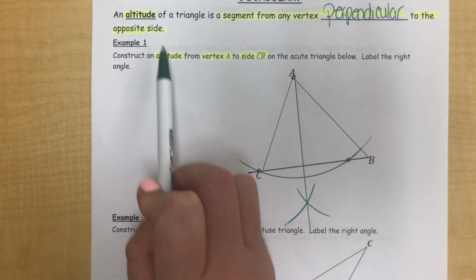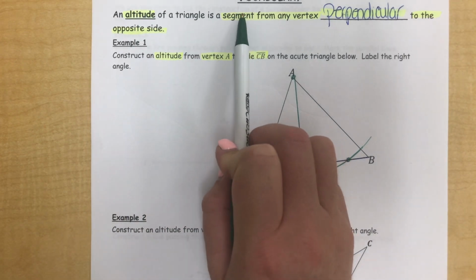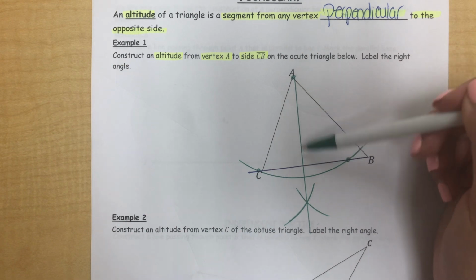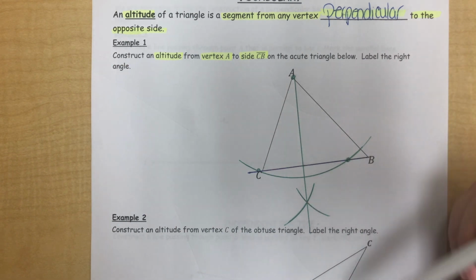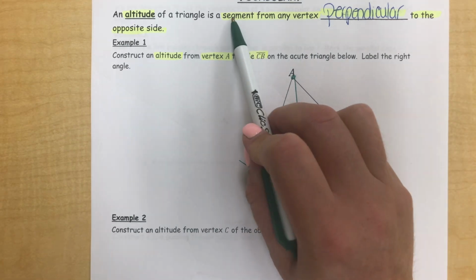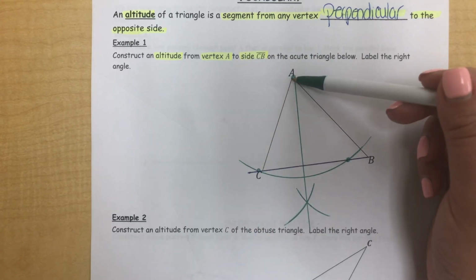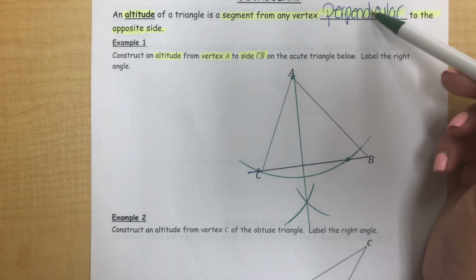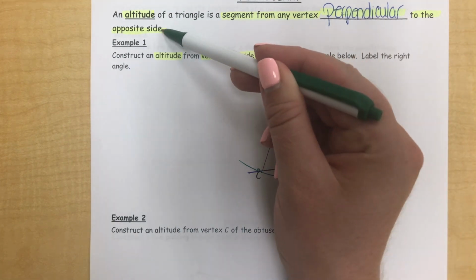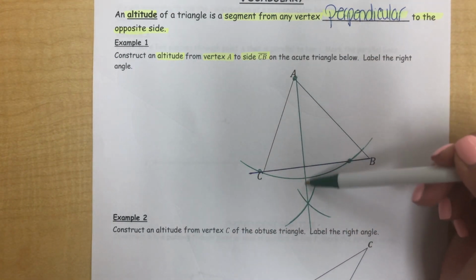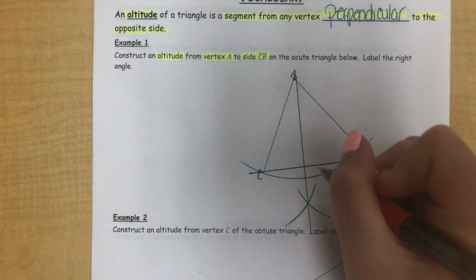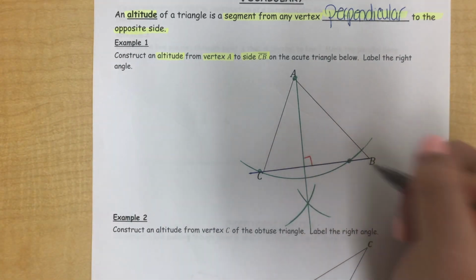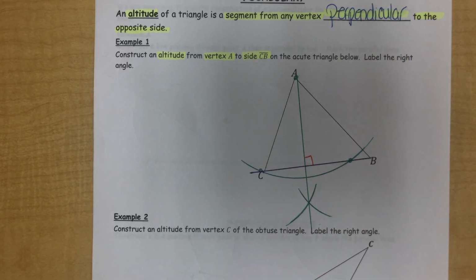And if we look back, an altitude is a segment. So here's my segment right here inside the triangle. It's okay that you go to the arcs, totally fine. It's a segment from any vertex. It was from vertex A, and it's going to be perpendicular to the opposite side. So this line segment is perpendicular to CB. Well, what do perpendicular lines form? Right angles. So I'm going to just finish it off by adding that on.